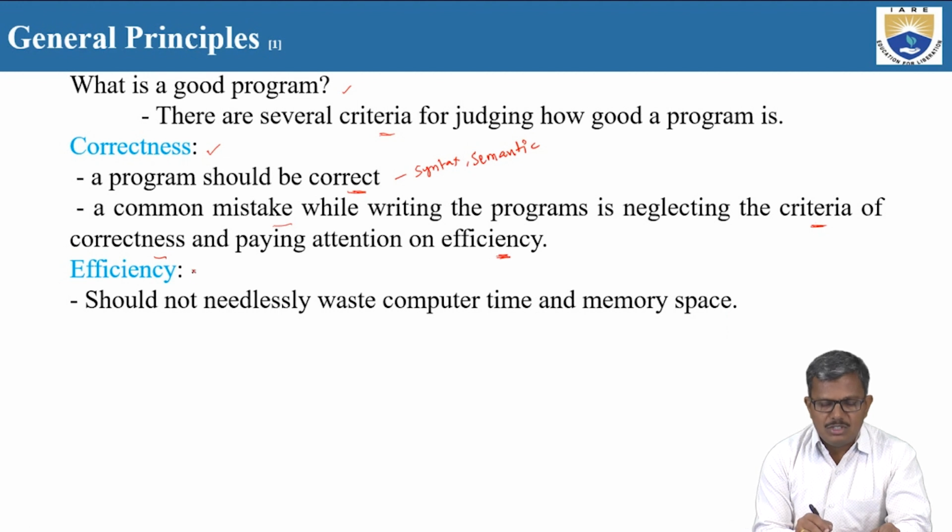The second one is efficiency. Based on the concentration on efficiency, we are neglecting the correctness. Even though correctness is considered more, we should not neglect efficiency. Why? Because the efficiency of the program is also very, very important. When our program is efficient, it can give an optimal result for us. It should not needlessly waste computer time. So when can we say that the program is efficient? Whenever we are able to save time as well as space.